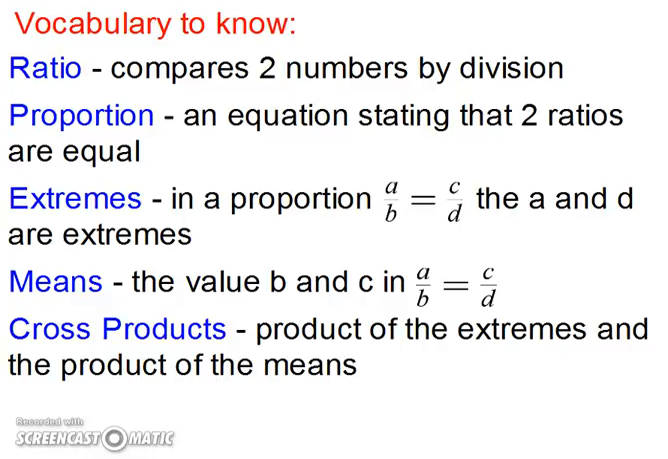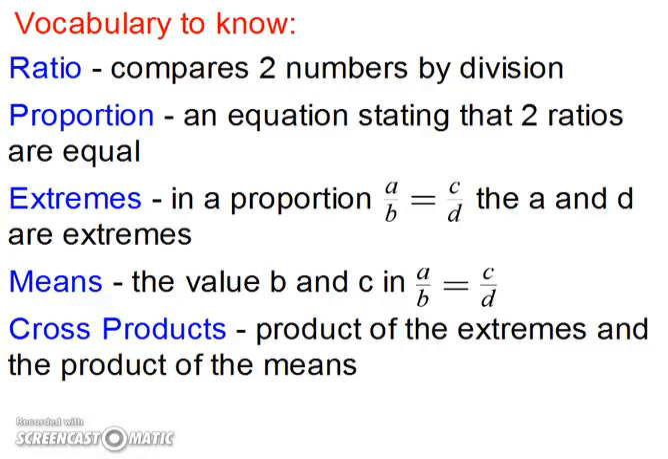A ratio compares two numbers by division. A proportion is an equation stating that two ratios are equal. In a proportion, you have extremes and means. The extremes are the A and D values. The means are the B and C values. Cross products: the product of the extremes and the product of the means.